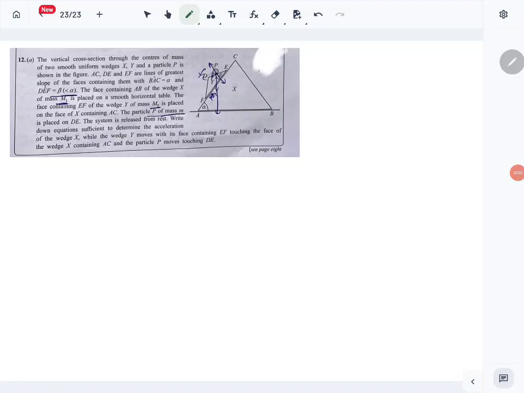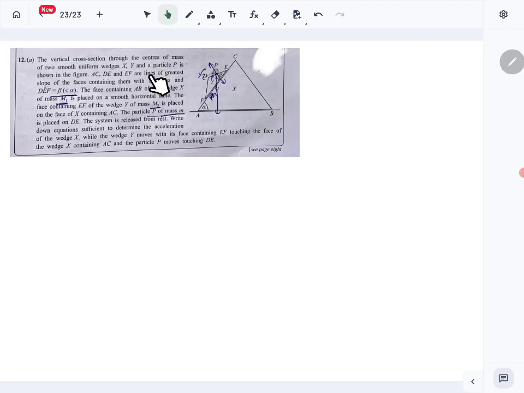Okay, so now let's look at question number 12, part A of the applied paper. So this is the relative acceleration question. They have given us a diagram. There's wedge X, wedge Y, and this particle P shown in the figure.